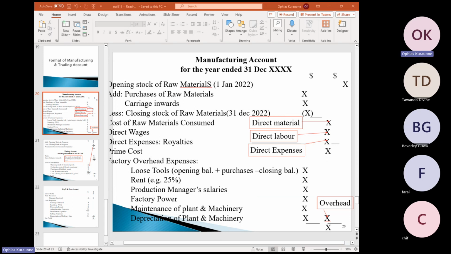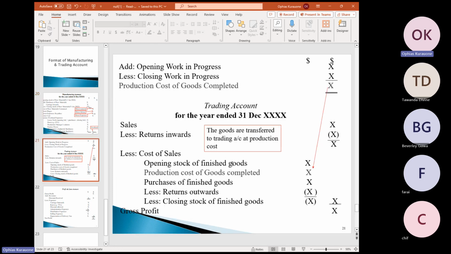That is, we look at the issue of the trading account, like one of the previous speakers was asking about. Trading account for the year ended 31 December. Sales, less returns inwards. So you start by preparing the manufacturing account. Then after preparing it, you use this figure, the production cost of goods completed.